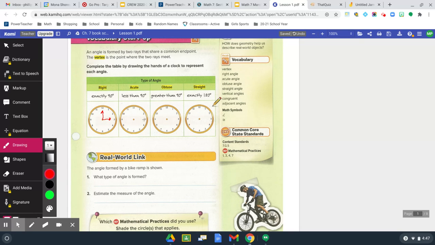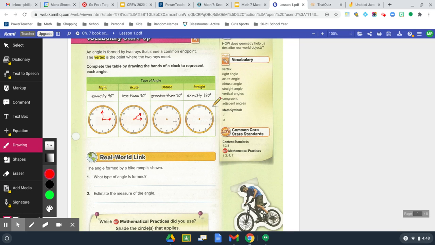Acute, less than 90. If I need to show something that's less than 90 degrees, I'm going to stick with my 3 o'clock here, but it's not going to be 3 o'clock exactly. I'm going to make sure it's less than 90. So maybe it's 3:10. That would be an example of an acute angle, something that is less than 90 degrees. You could have also done 3:05. That would have been less than 90. You could have not done 3 o'clock at all. You could have shown a different time where your hands are facing in different directions, and that's fine as long as it's less than 90.